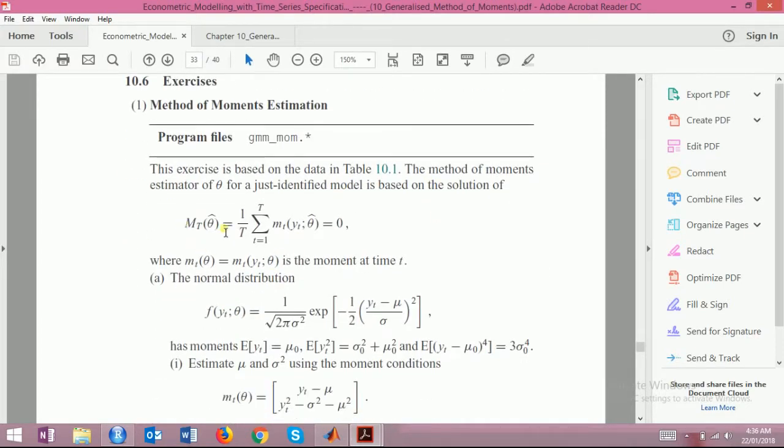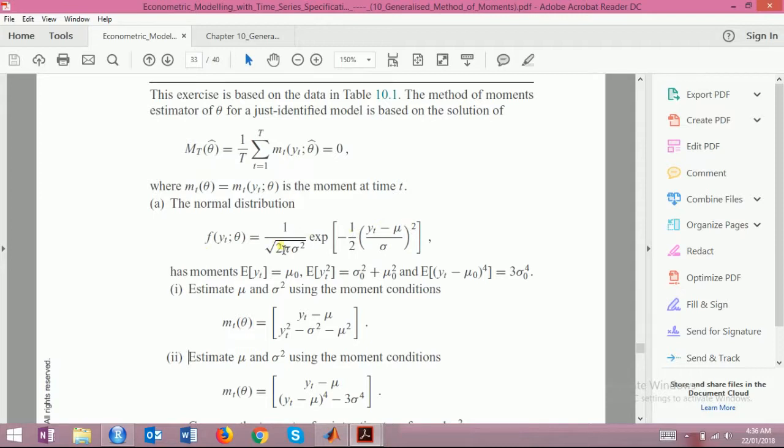So this is the empirical moment, based on the solution of empirical moment equals the sample mean population moment equal to 0, where the moment function is the moment at time t. Now we're talking about the normal distribution, where the probability density function is 1 by root over 2 pi sigma square, exponential of minus half yt minus mu divided by sigma whole square. The normal distribution has moments of mu, variance sigma naught square plus mu naught square, and yt minus mu to the power 4 equals 3 sigma naught to the power 4. This is the fourth moment.